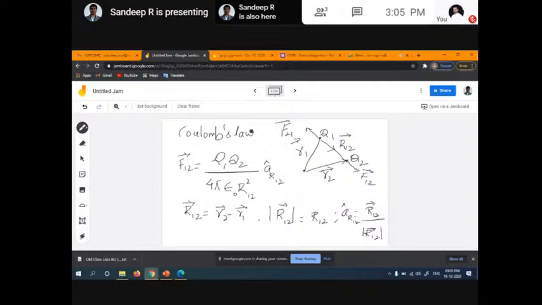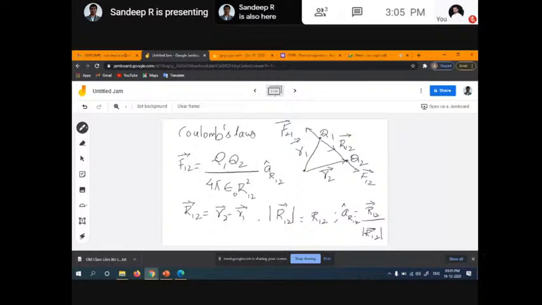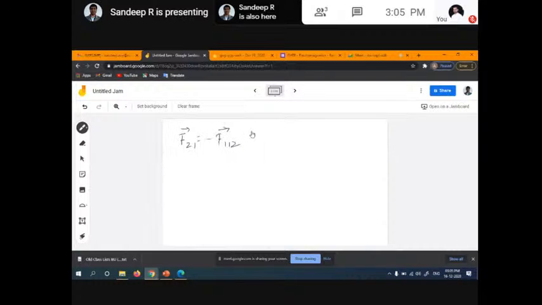Some of the important points that you need to take care of is that F21 will be equal to minus of F12. So it is the opposite one. That is, the force experienced by point charge Q1 due to Q2 is exactly opposite in direction with respect to F12. Magnitude would be the same thing.